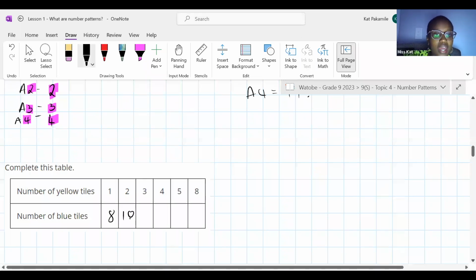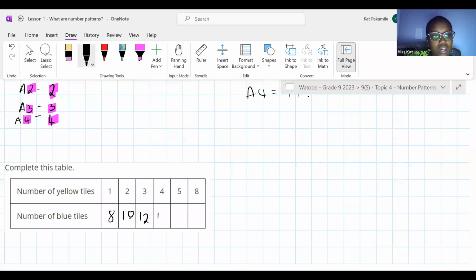10. In arrangement 3, we had 12. 4, we had 14. 5, we're going to have 16. 6, we're going to have 18. 7, we're going to have 20. And then for 8, we have 22.